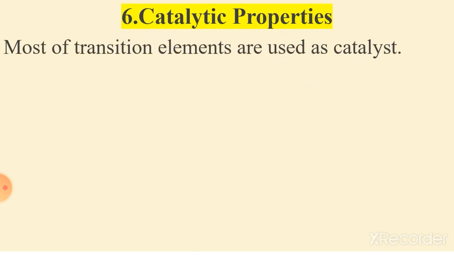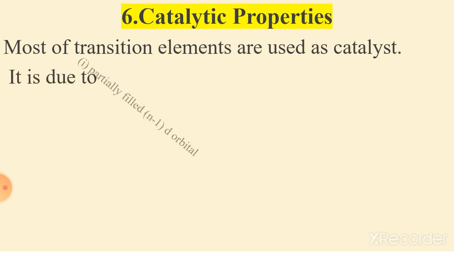About catalyst, I told you so many times in the previous lectures. The topic catalyst came in surface chemistry. It also came in chapter 4, that is chemical kinetics. So now here you have to know some more properties which are related to d block elements. First of all you have to know that most transition elements are used as catalyst.